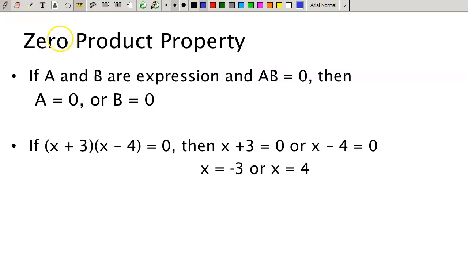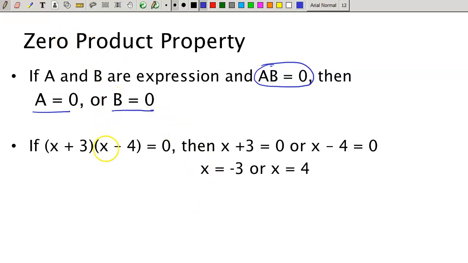It just says that if you're multiplying two things, so if I take like A times B, and it equals 0, then that must mean that one of the things that you multiplied has to be 0. There's no other way around it, because that's how a zero product works.